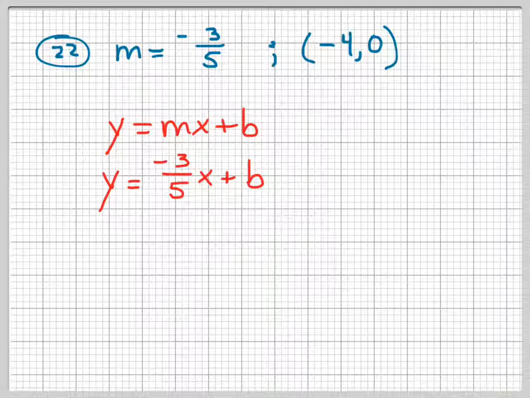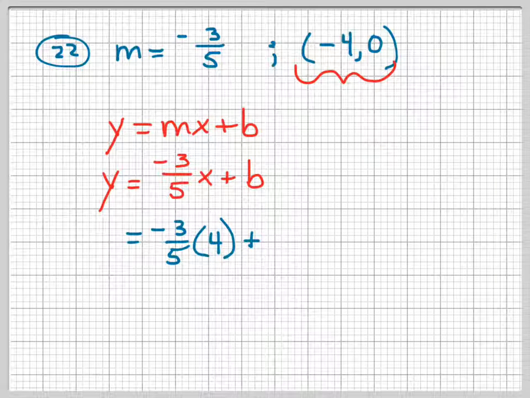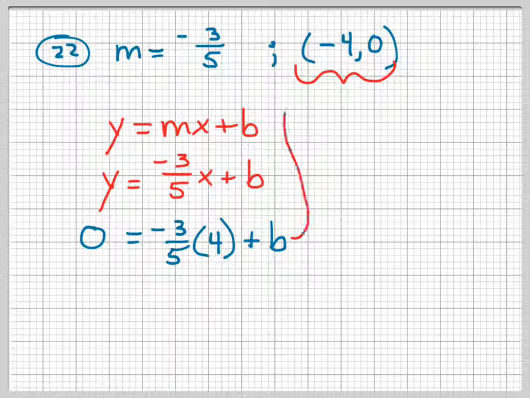We also know that the point they gave us, (-4, 0), has to make the equation true. In other words, if x is -4, then y will come out to be 0. Has to be, otherwise it doesn't go through that point. Remember, those points make the equation that we're looking for true. And so we can just go ahead and solve this little equation and figure out what b is.